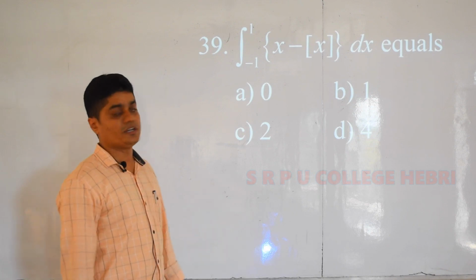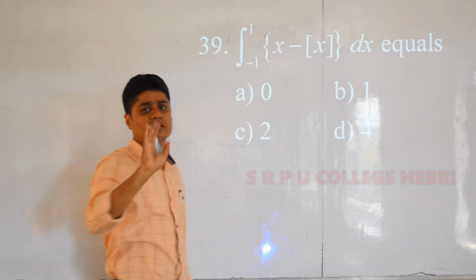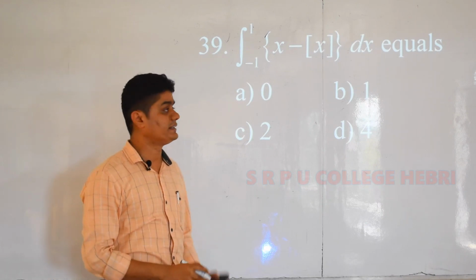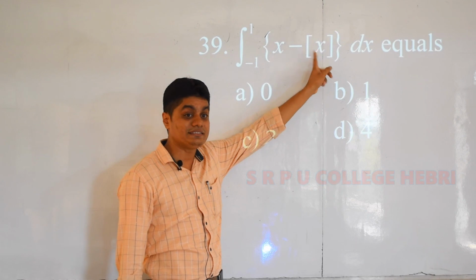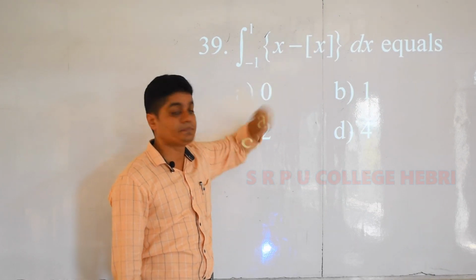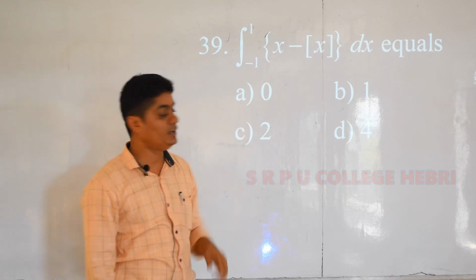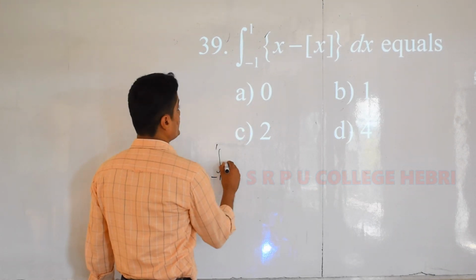Integration from -1 to 1. See, this is a simple normal bracket, a flower bracket. There is no special significance in it. It's a simple flower bracket. X minus the square bracket, but there is a significance for this bracket. What does this square bracket represent here? The greatest integer function. So you have to find out the integration from -1 to 1.